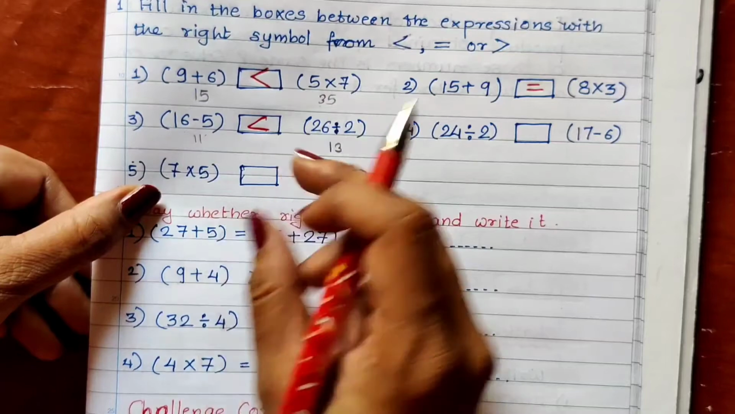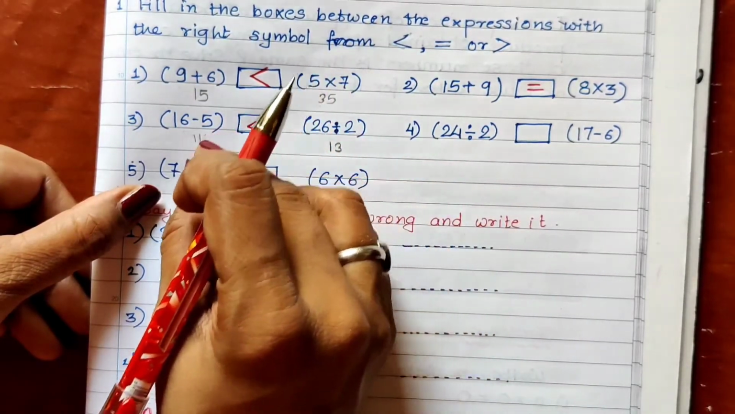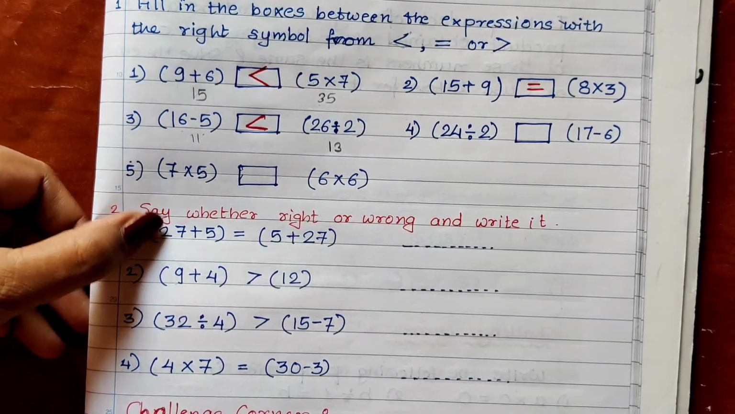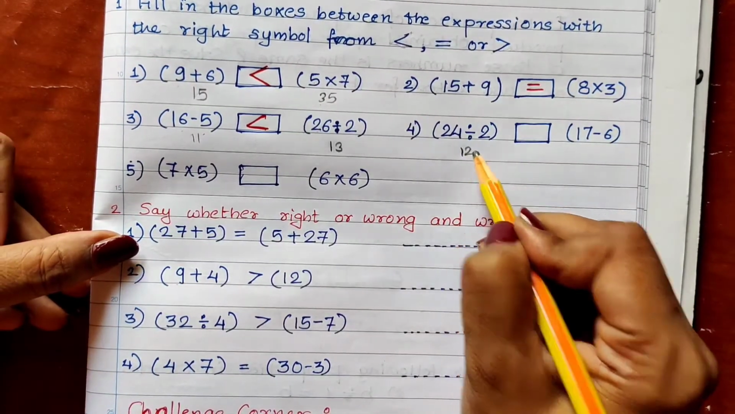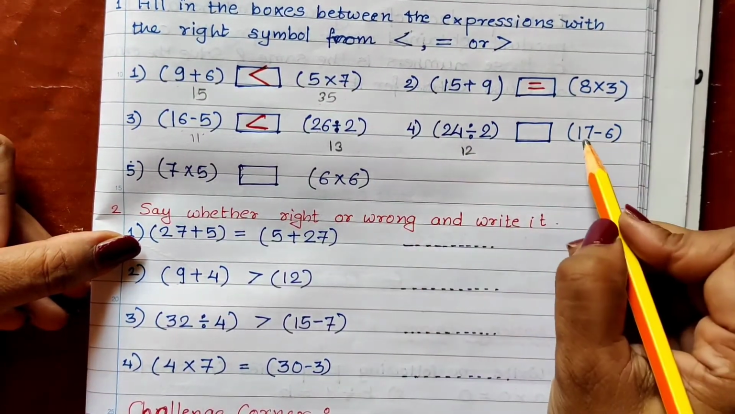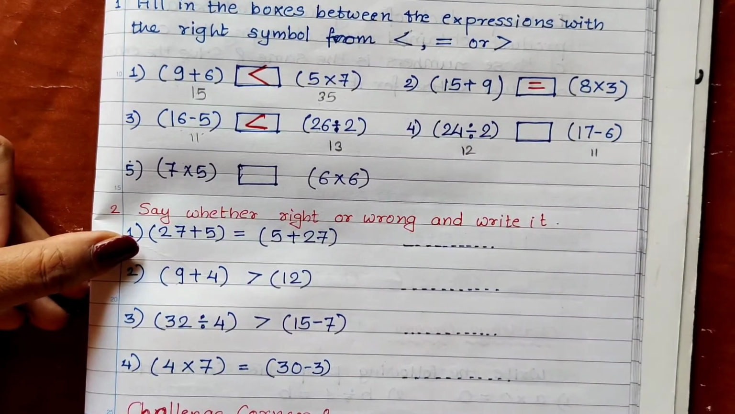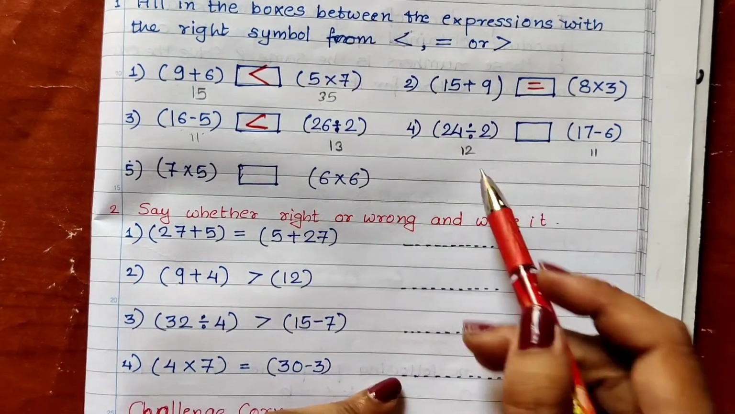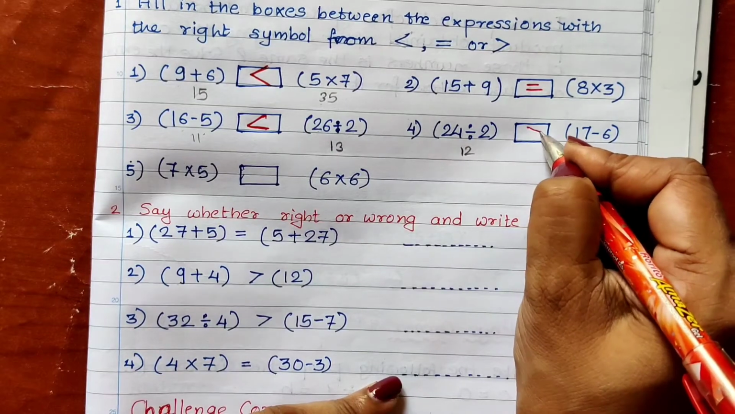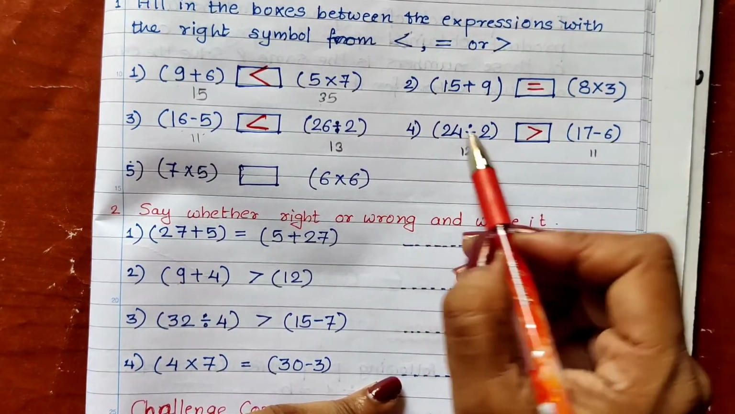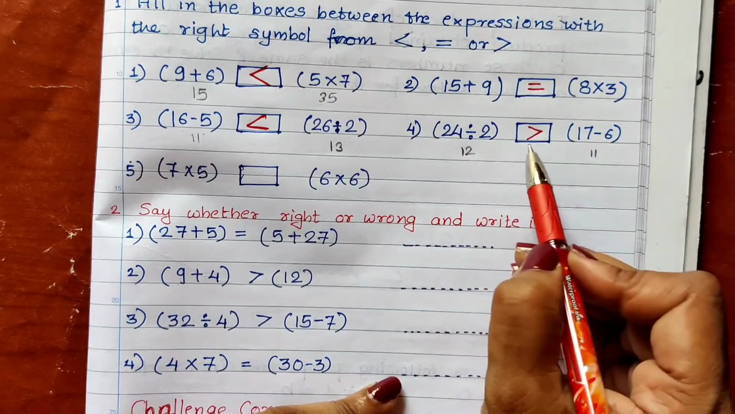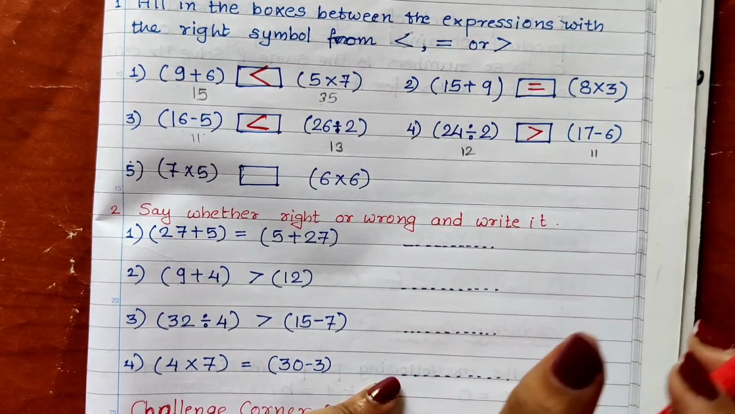Bigger, that means this symbol is open towards the bigger number and close towards the smaller number. Next one, 24 divided by 2. So 2 ones are 2, 2 twos are 4. We get 12 as the answer here. 17 minus 6, we get 11 as the answer here. So 11 is smaller than 12. So the symbol is close towards the smaller number and open towards the bigger number. 12 is bigger than 11, and that's why 24 divided by 2 is bigger than 17 minus 6.